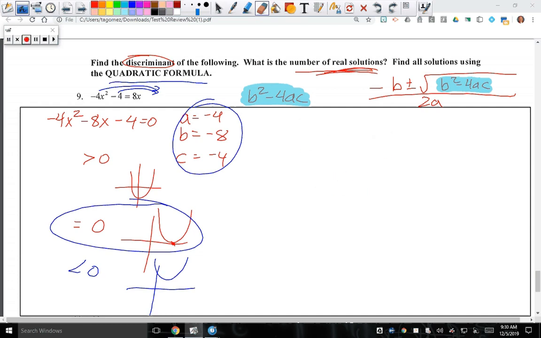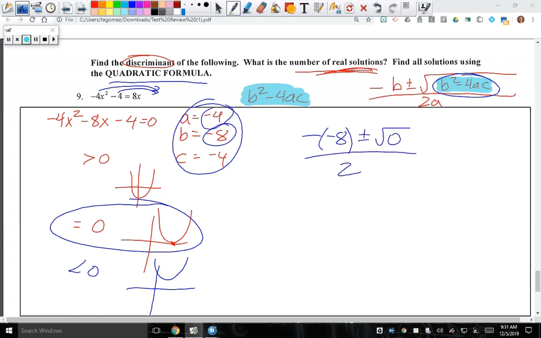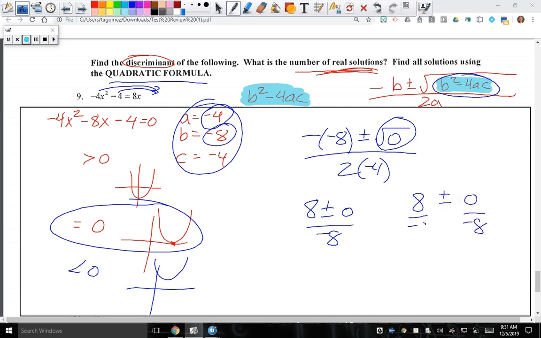Well, the good thing is that when I do the discriminant test, I already have this piece. What is it? 0. We just figured all that out. So negative b plus or minus the square root of 0 over 2 times a. Square root of 0 is still 0, so we don't even need that. So it's like 8 plus or minus 0 over negative 8. Okay, we don't need the 0. So all it is, if I were to break this up just so that you could see, what's this right here, guys? 0. It isn't even needed.